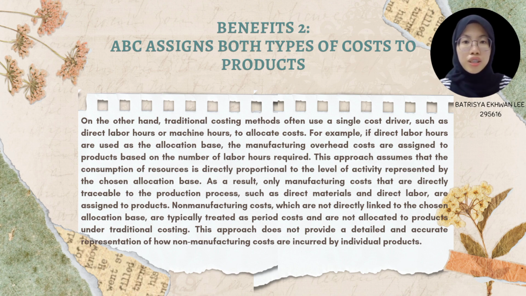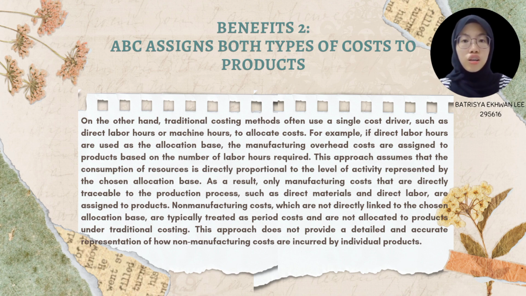This approach assumes that the consumption of resources is directly proportional to the level of activity represented by the chosen allocation base. As a result, only manufacturing costs that are directly traceable to the production process, such as direct materials and direct labor, are assigned to products.